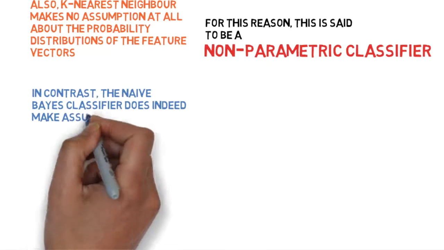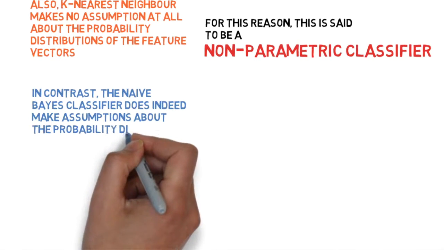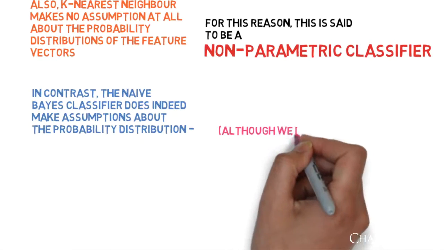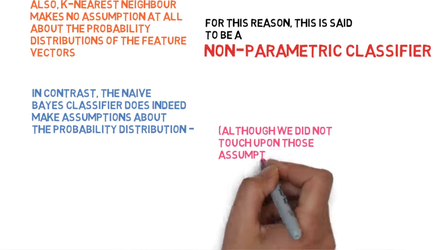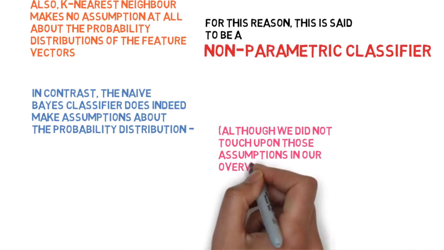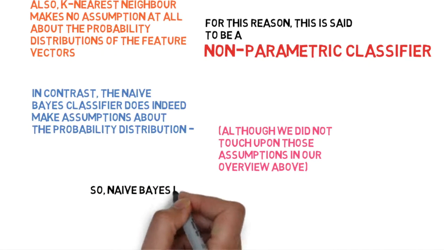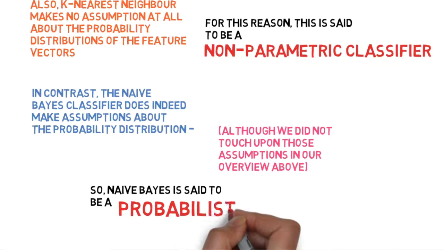Naive Bayes classifier does indeed make assumptions about the probability distribution. As we mentioned, it assumes that the probability distributions are independent. We didn't go into much detail about this in the previous class, but we will in the future. Anyway, naive Bayes classifier is said to be a probabilistic classifier.